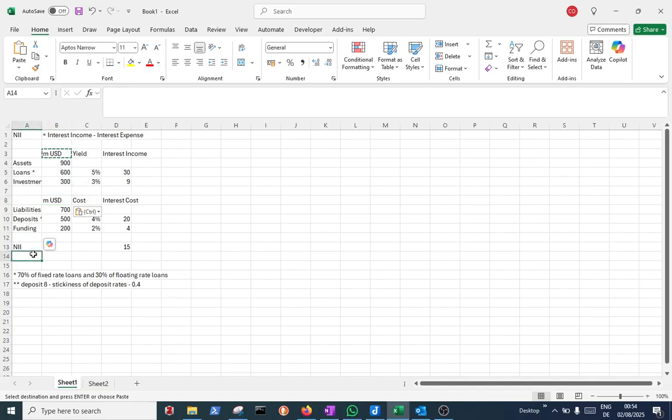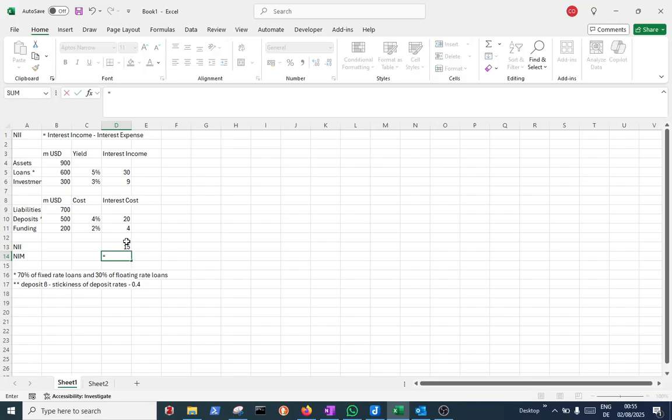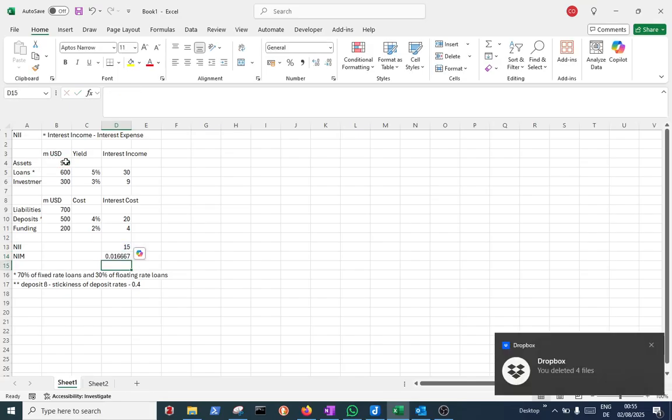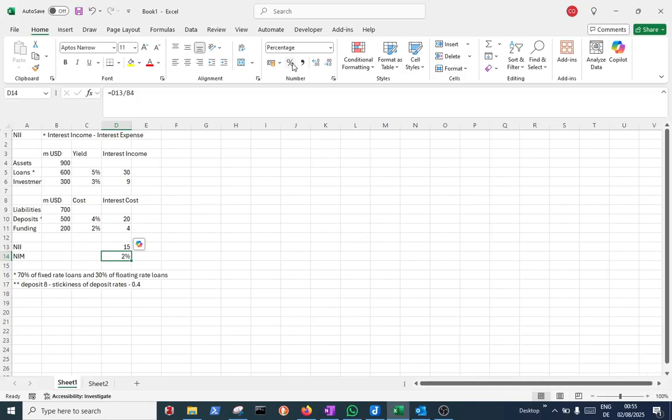And let's calculate the margin. Net interest margin is calculated as a proportion of net interest income to interest-bearing assets. One last important thing which I have forgotten to mention is actually that for our calculation, for our modeling, we use average assets and average liabilities.